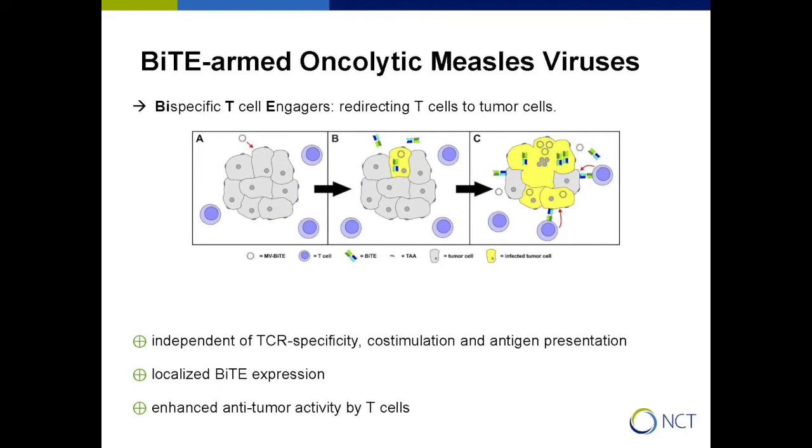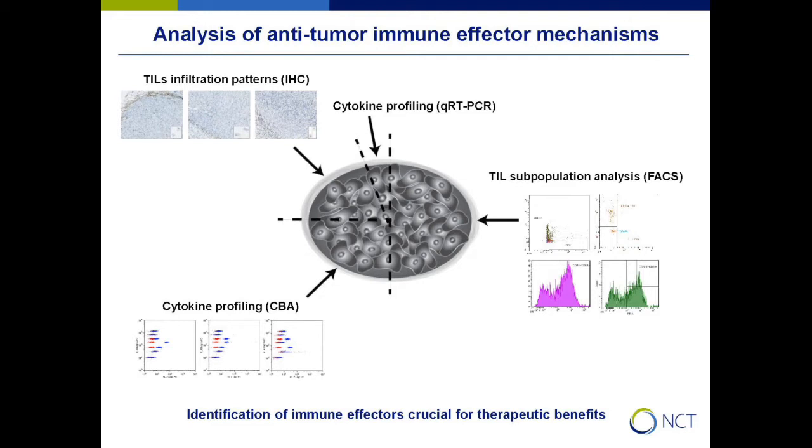The benefits are that this is independent of T cell specificity and co-stimulation or antigen presentation. By encoding the bispecific T cell engager in the viral genome, we can have localized and lasting BiTE expression. So this avoids some of the toxicities associated with systemic BiTE application, and also leads to a prolonged expression at the tumor site.